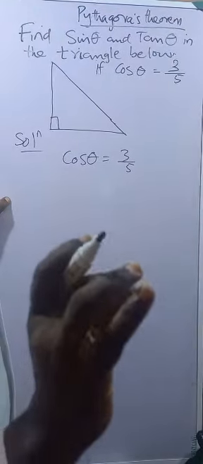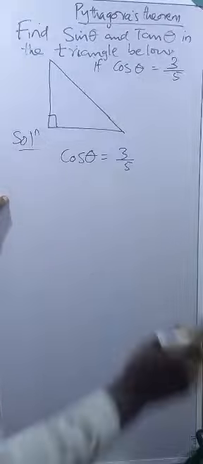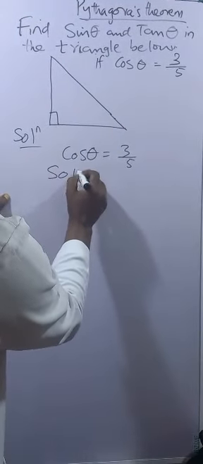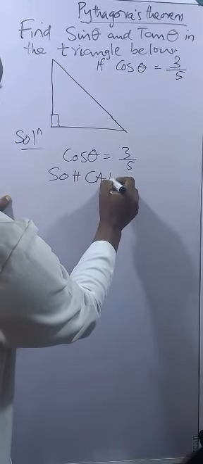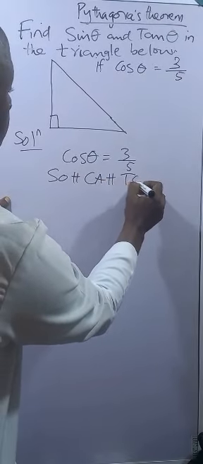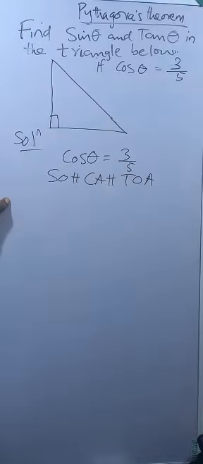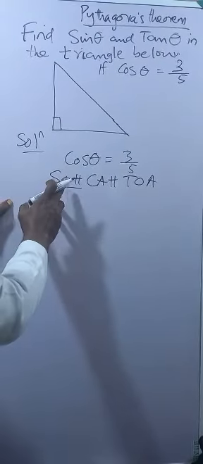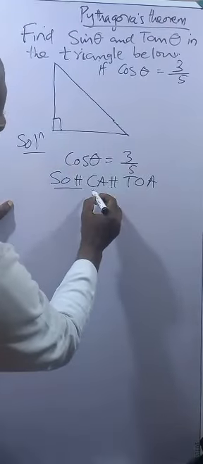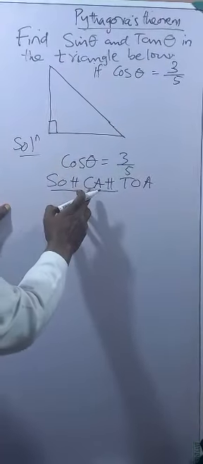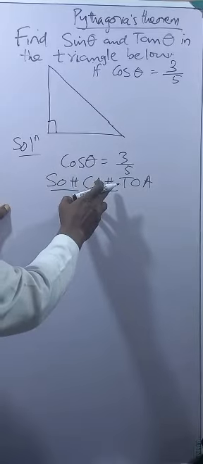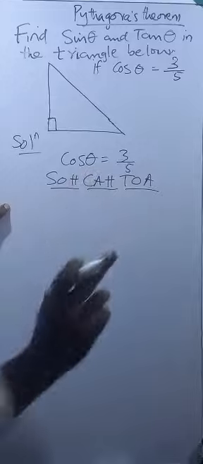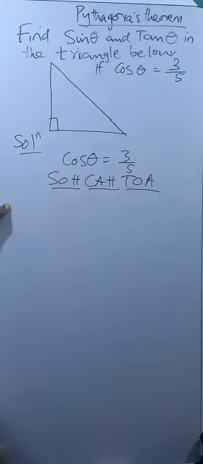there's a very simple secret to solving Pythagoras theorem. It says SOHCAHTOA. Sine is opposite over hypotenuse. Cos is adjacent over hypotenuse. Tangent is opposite over adjacent. That is the meaning of SOHCAHTOA.